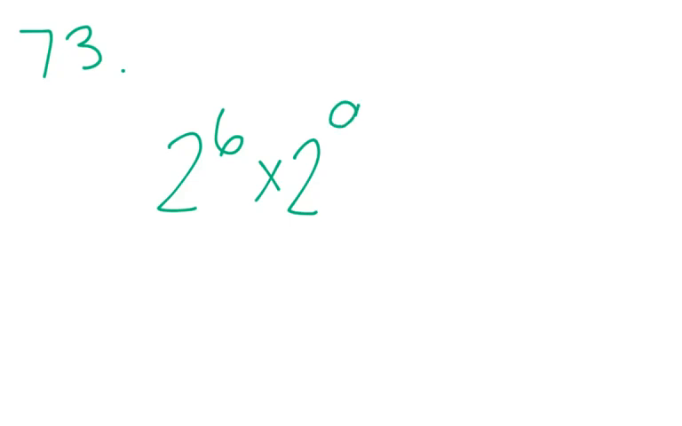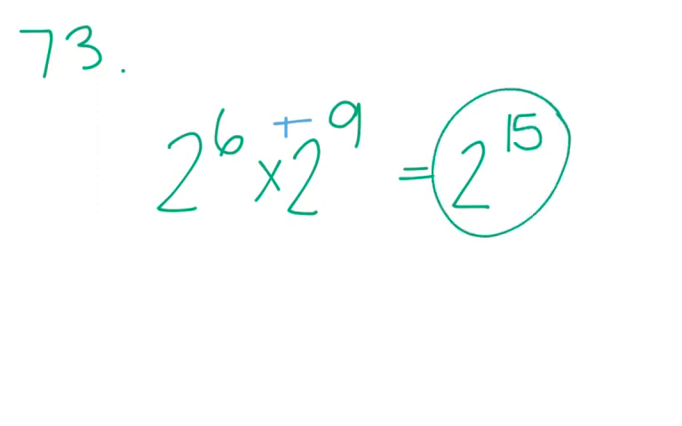All right, number 73 says 2 to the power of 6 times 2 to the power of 9. When you are multiplying two exponential expressions and they have the same base, you're going to add the exponents and keep the base. So 2 to the power of 15 is the answer for number 73.